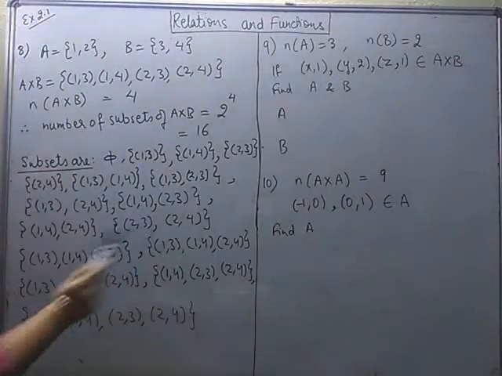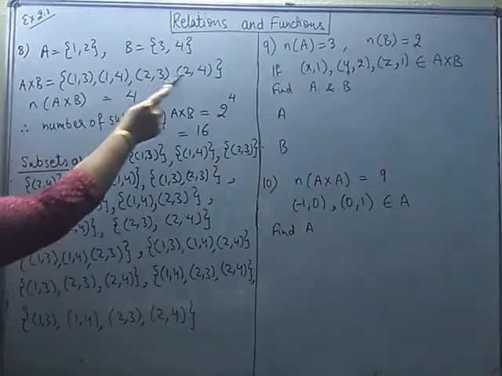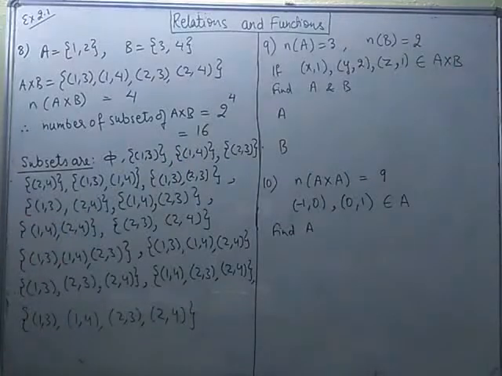So write carefully, see none of them is skipped. Then one last one with all the 4 pairs, the set itself. You count them, it will come out to be 16 subsets. Now see the 9th one.